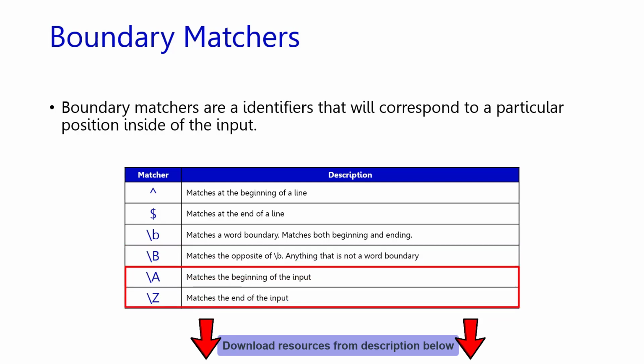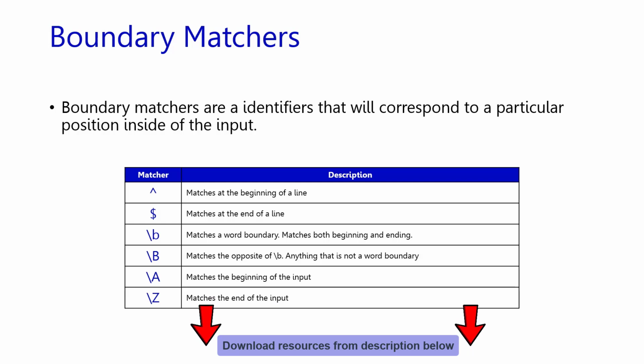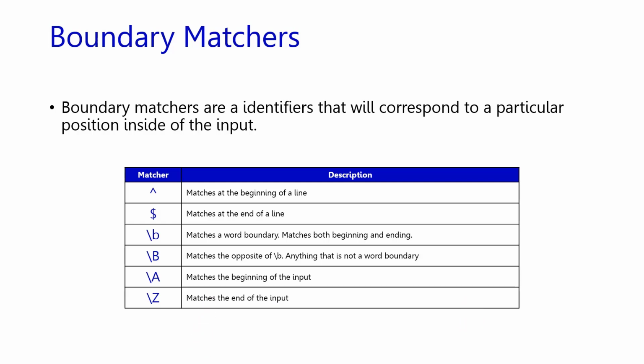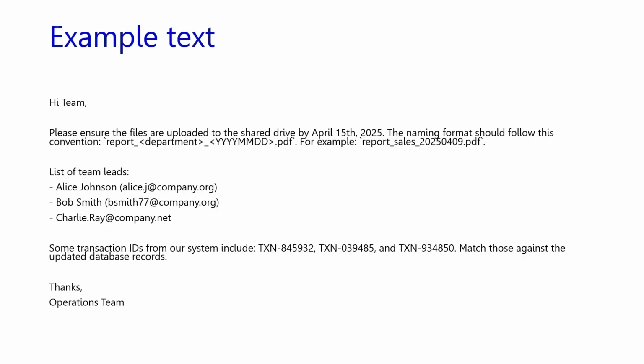And we also have \A and \Z, which will match the beginning of the entire input string and the end of the entire string respectively. Okay, so those are the boundary matchers that we have. Let's look into an example and try to understand them. In this case, I'm considering a new string, and this is the string I am considering here.